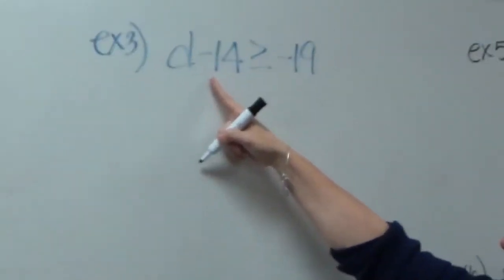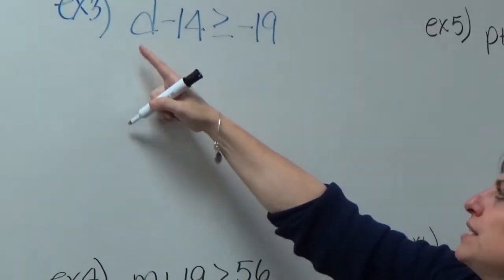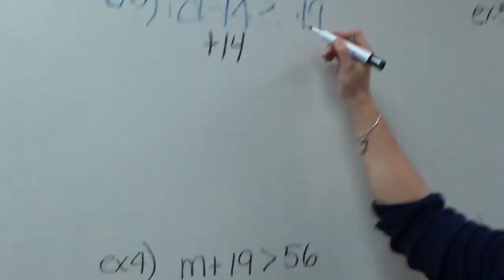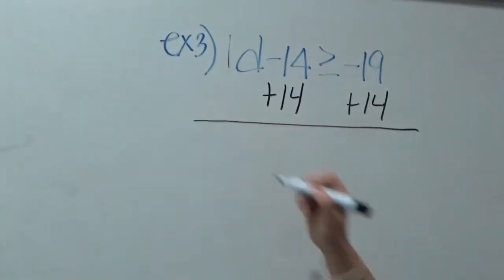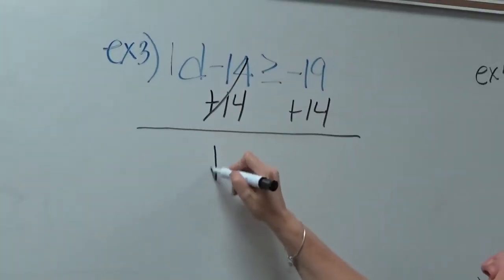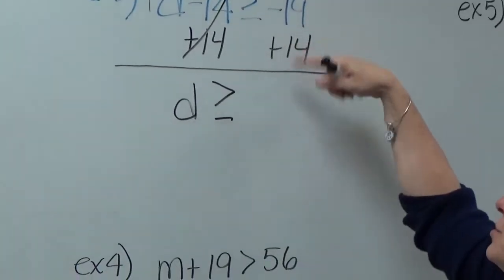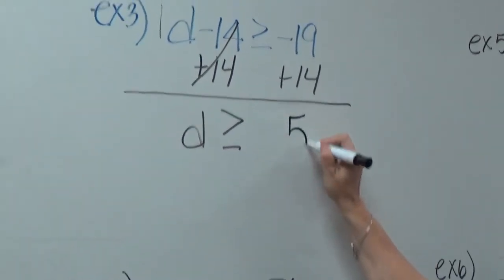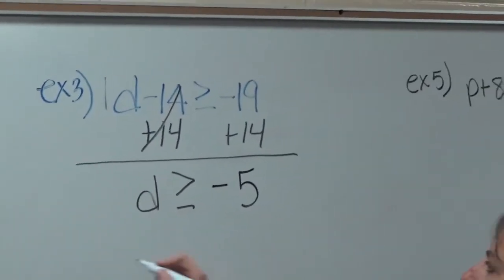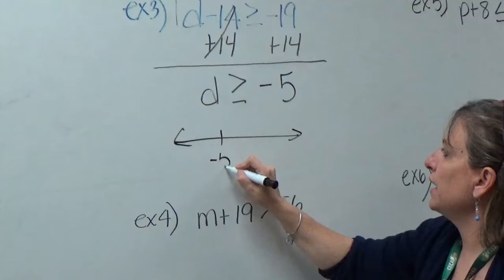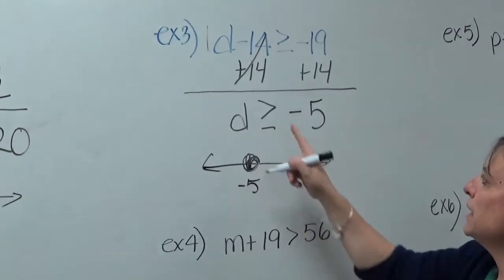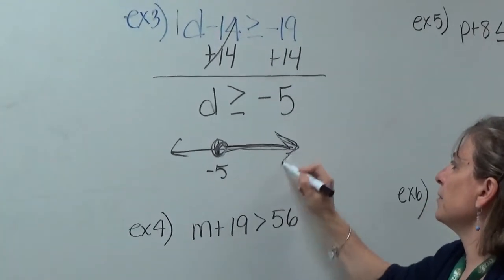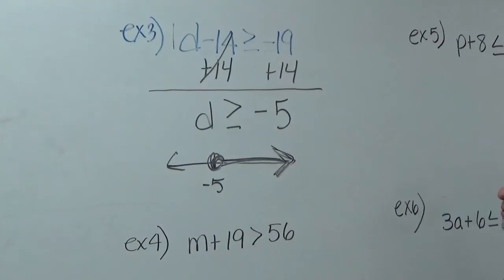D is being subtracted by 14. Goal: get D alone. Okay, D doesn't have any numbers next to it besides the number 1. All I have to do is my addition or subtraction first. Now if you notice, now I have two different signs. What do you do when you have two different signs? You have to subtract the numbers. 19 minus 14 is 5, and take the sign of the bigger number, negative. When I graph, I go -5. It's going to be a colored in circle, and because D is bigger than or equal to -5, all the answers are bigger than or equal to -5. That would be all the answers on the right.